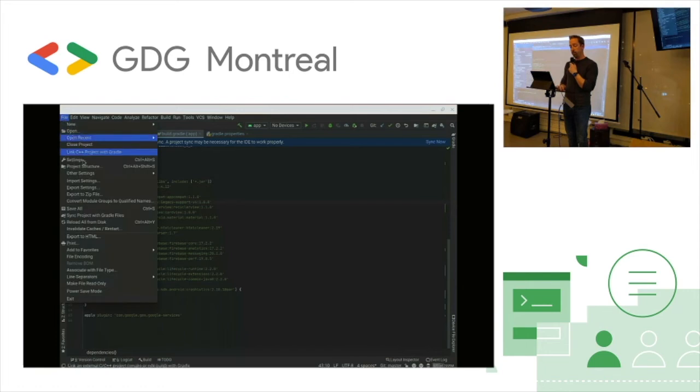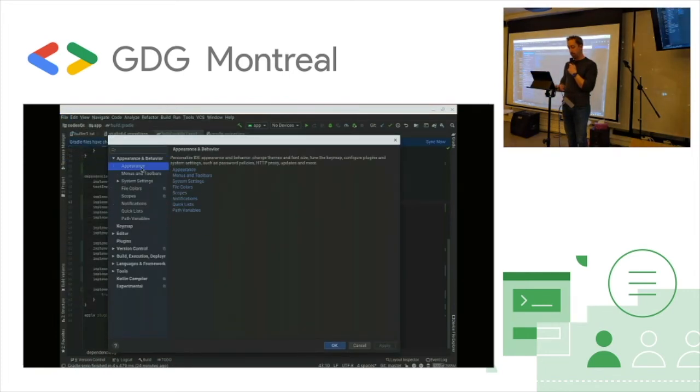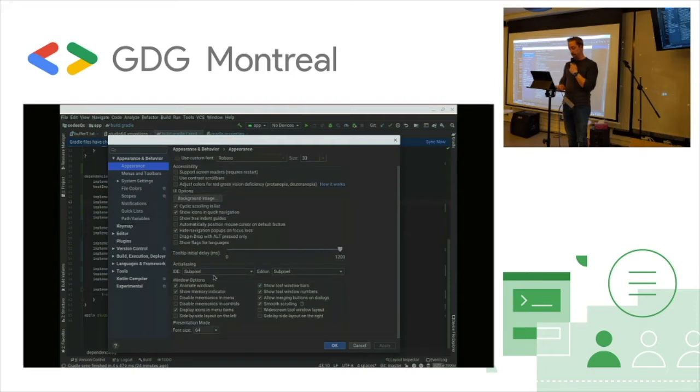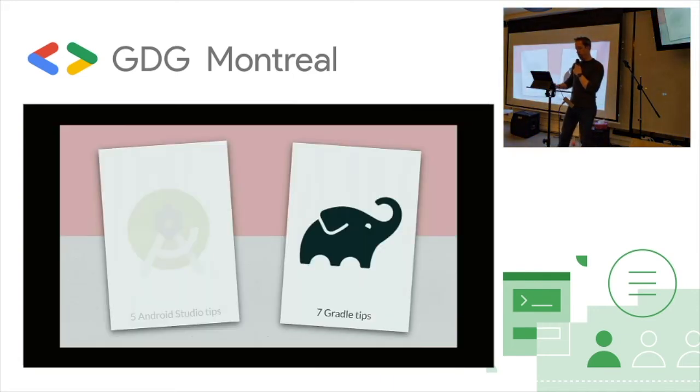And to show that, you go in settings, appearance, and at the bottom there's a show memory indicator. When you check that, it's going to add that small thing at the bottom that you can click on. So let me just close this. That's pretty much it for the Android Studio part.